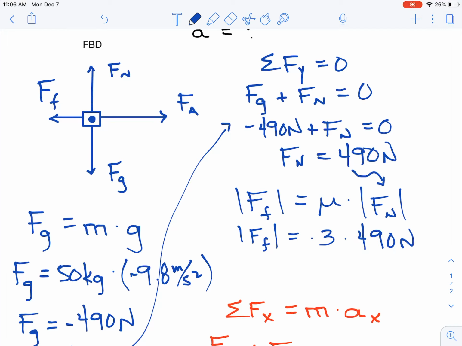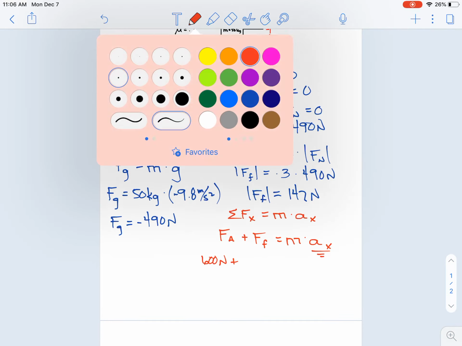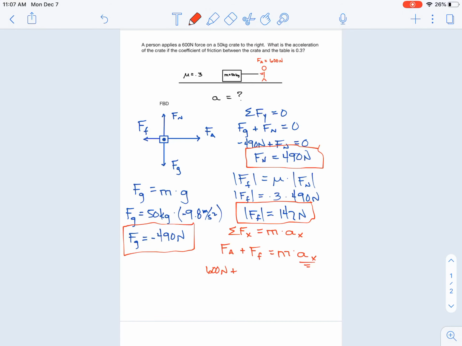let me get a calculator for this. I've got to do 0.3 times 490 equals 147. And the units would still be newtons because it's still a force. All right, so let's just back up, see where we're at real quick. We basically, let's highlight in a different color, we got the gravitational force, which then helped us get the normal force, which then helped us get the force of friction. And now we should be able to finish the problem with Newton's second law.